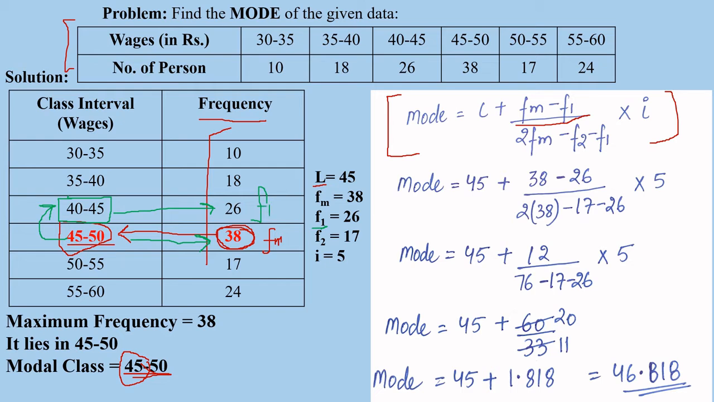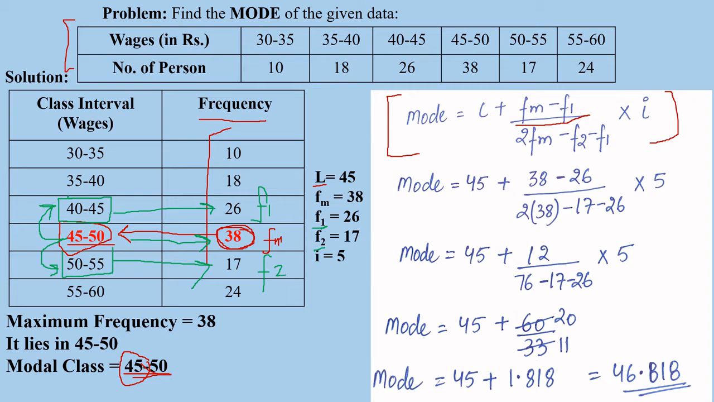Now find the value of F2. F2 is the value of frequency of class interval which is present after the modal class. The class interval which is present after the modal class in this data is 50 to 55 and the value of frequency for this class interval is 17. So the value of F2 is 17.